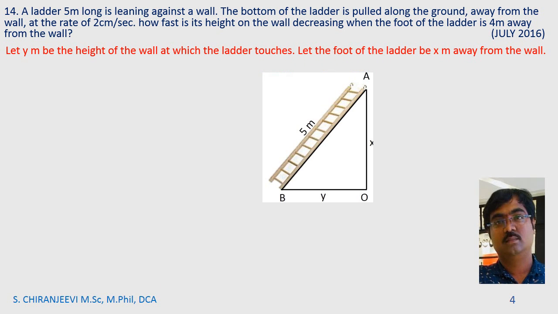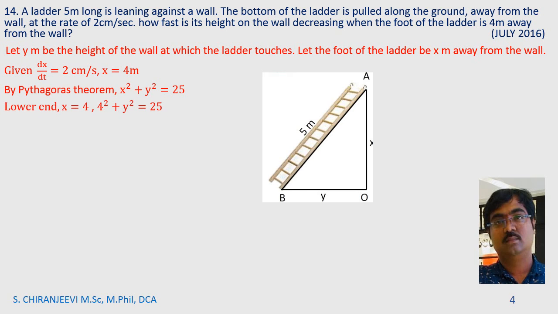Let y meters be the height of the wall at which the ladder touches. Let the foot of the ladder be x meter away from the wall. Given dx by dt is 2 centimeter per second, x equal to 4 meters. By Pythagoras theorem, x square plus y square equal to 25. Lower end x equal to 4, so 4 square plus y square equal to 25. y square equal to 25 minus 16 equal to 9. y equal to 3.